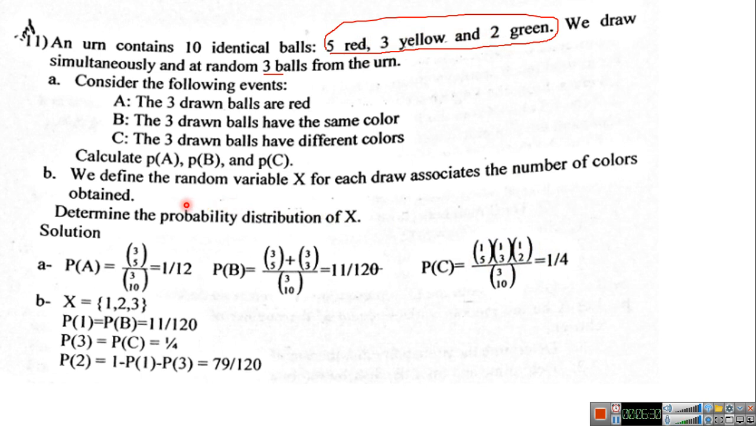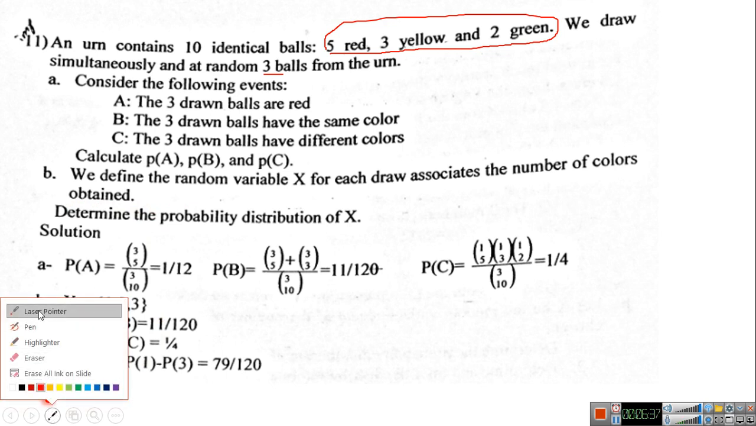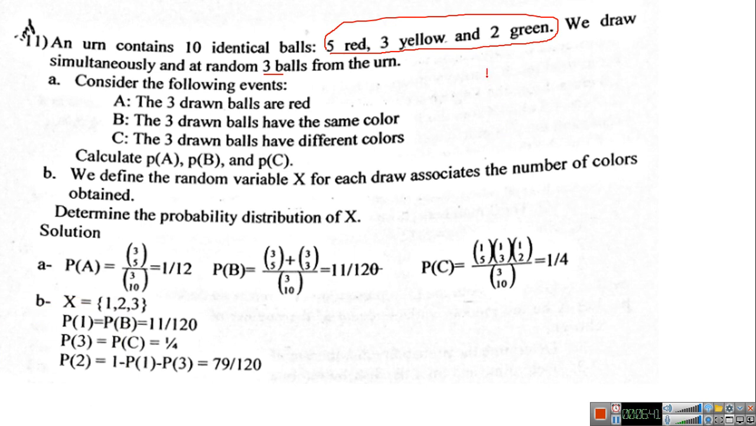Now we define the random variable X which associates the number of colors obtained. Either you have one color, in this case all have the same color. What does it mean, one color? All are red or all are yellow. Or two colors. We mean here by two colors either red with yellow, or red with green, or yellow with green. Or three different colors, one red, one yellow, one green.